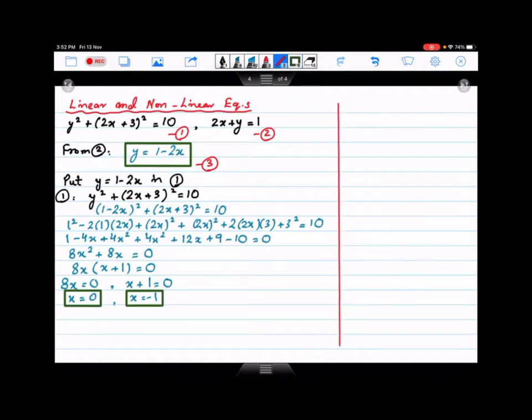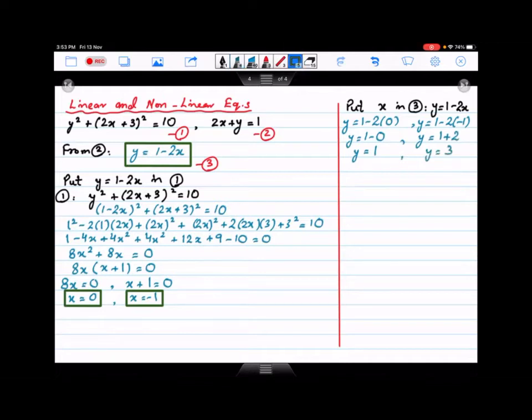So I can put these values of x in equation 3. Equation 3 is y equals to 1 minus 2x. So it should become y equals to 1 minus 2 times 0, where the x value is 0, and y equals to 1 minus 2 times minus 1, where the x value is minus 1. So it should become 1 minus 0, and 1 minus 0 is 1. And it should become 1 minus minus 2, which is plus 2, so y is equal to 3.